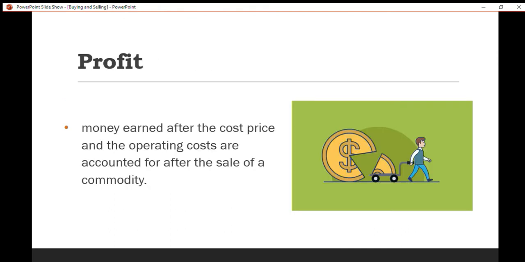So, profit, ito yung magkano yung gusto mong kitain on top of your expenses. So, this is money earned after the cost price and the operating costs are accounted for after the sale of a commodity. Pwedeng ang profit ay percentage of the cost or pwedeng siya ay determined na halimbawa gusto mo 5 pesos per banana Q, yun ang gusto mong profit. So, depende yun sa inyo. Okay?